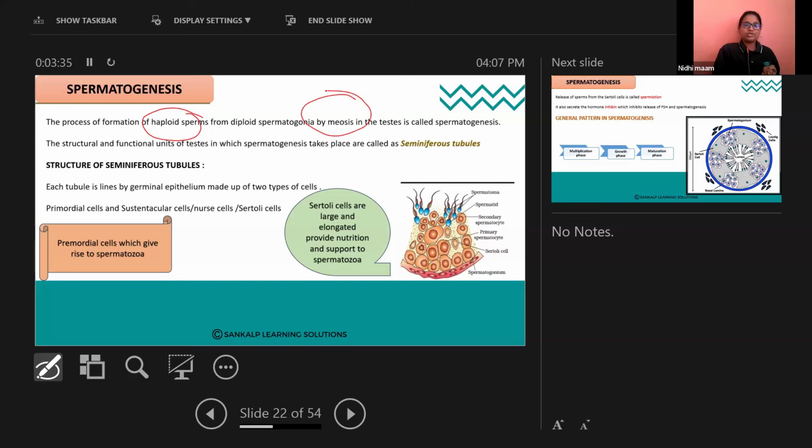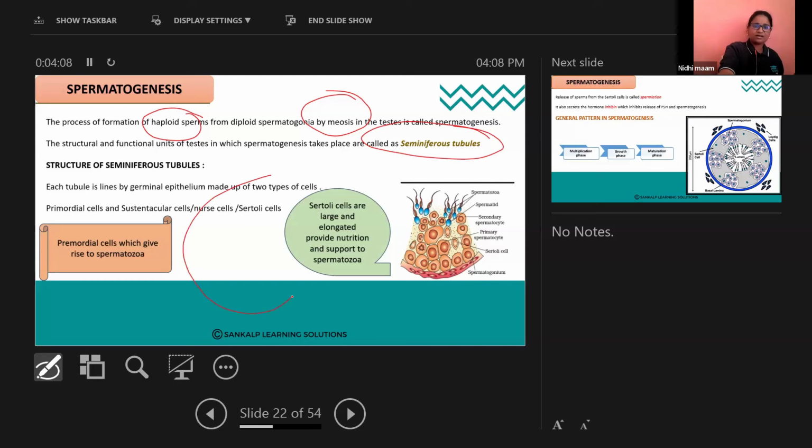Next, the structural and functional units of the testis in which spermatogenesis takes place are called seminiferous tubules. So who does sperm formation? The testis. In which part of the testis does spermatogenesis or sperm production happen? That is the seminiferous tubules. When we understand the structure of seminiferous tubules, as I said in the previous session, we discussed what the seminiferous tubule is.